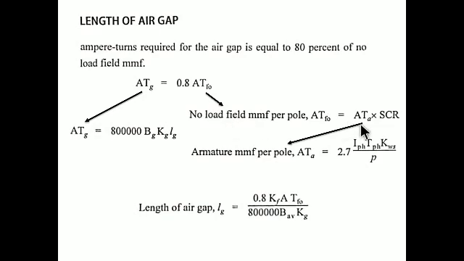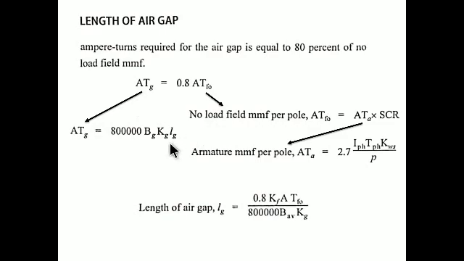To determine the ATA value, the armature MMF per pole, ATA is equal to a constant of 2.7 times a clearance, multiplied by I phase, T phase, KWS divided by poles. By using this formula, you can find ATA. You substitute here, multiply with this, and find the ATF naught value. Then this value is substituted here, and the ATG value is substituted here. If you substitute all these values in this equation, you get LG here.